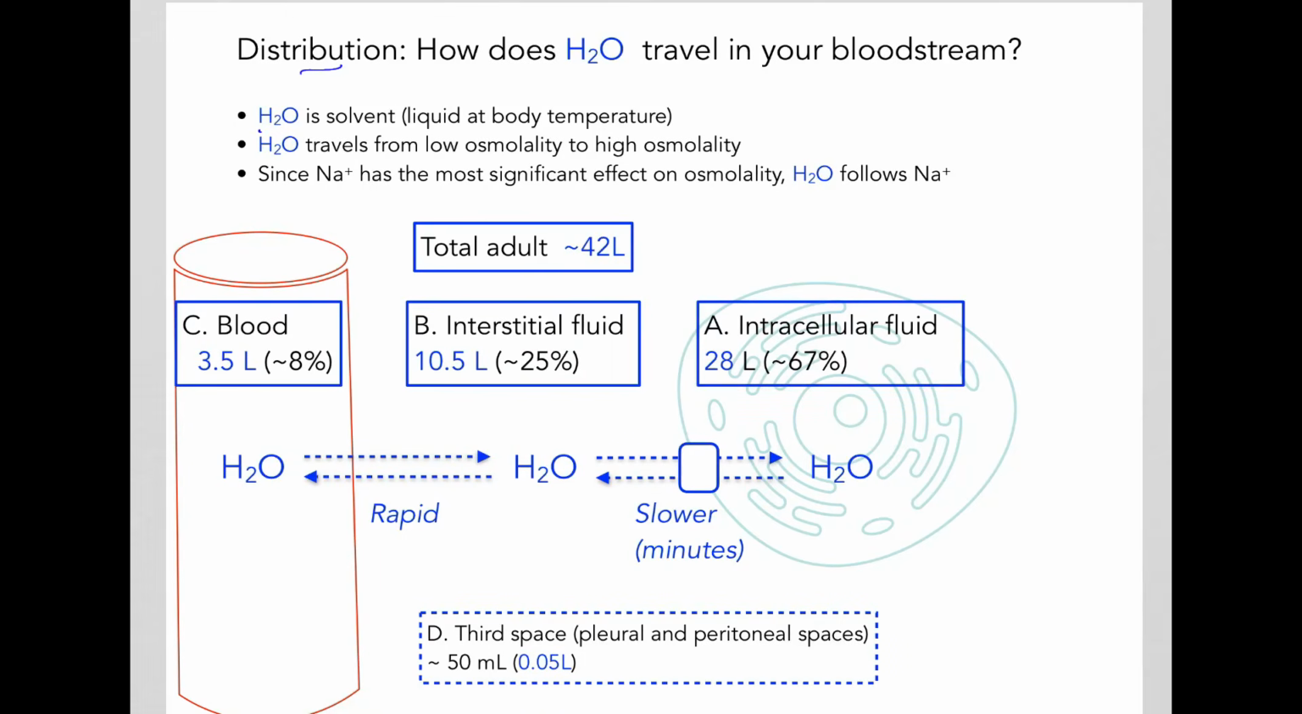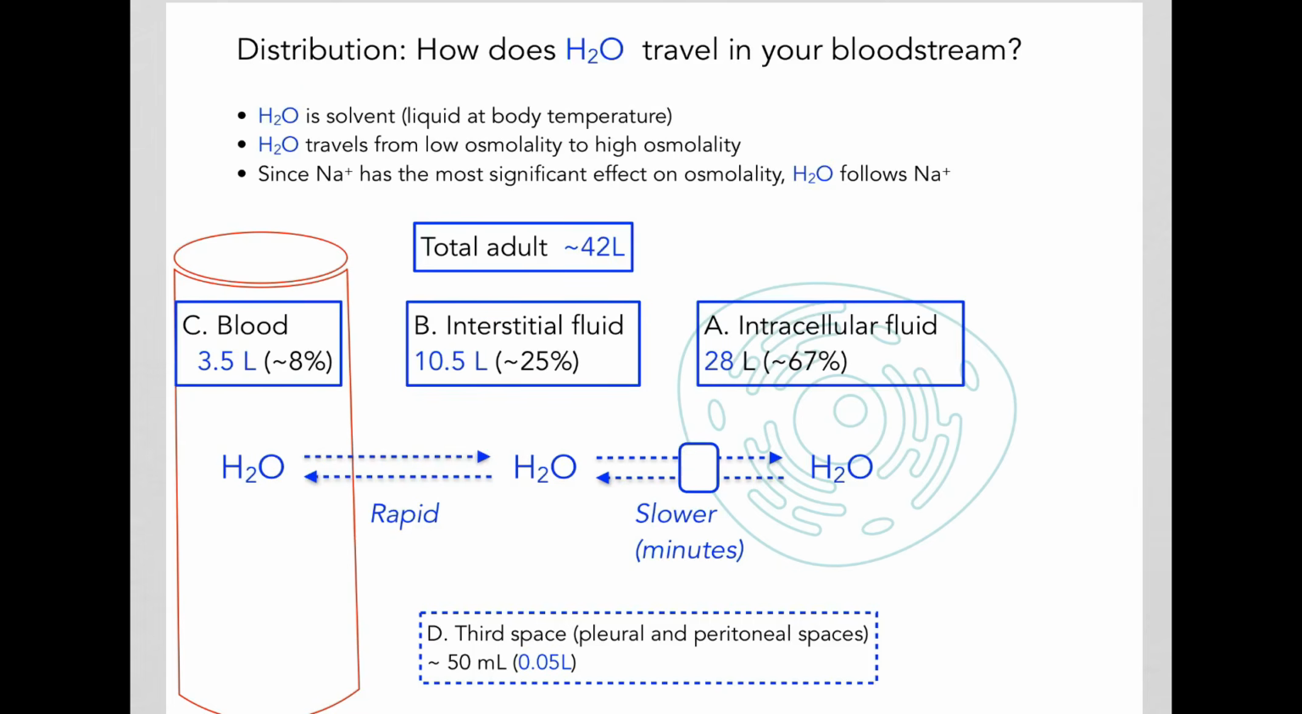Distribution, well, water is the solvent. Remember, it's a liquid at room temperature as well as body temperature of 37 Celsius. As mentioned, water travels from low osmolarity to high osmolarity. And since sodium has the most important effect on osmolality, as we discussed and explained earlier, water follows sodium.